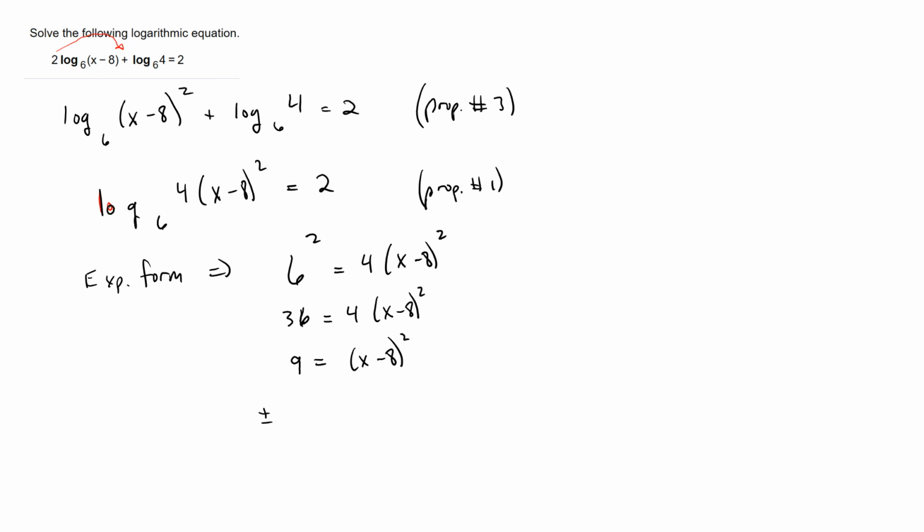The square root of 9 is 3, and the square root and the square cancel out. So we have x minus 8 equals 3, and x minus 8 equals negative 3. And after adding 8, we get 11. And over here, if we add 8, we get 5.